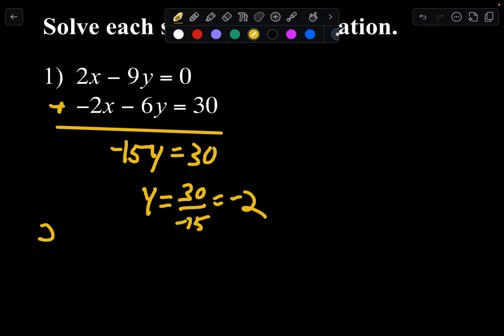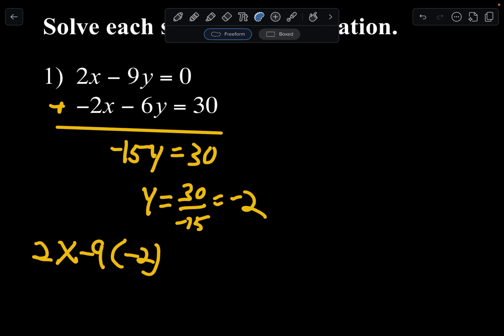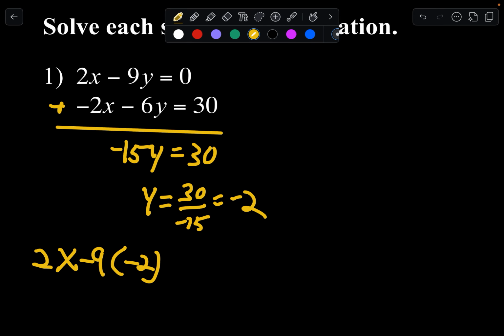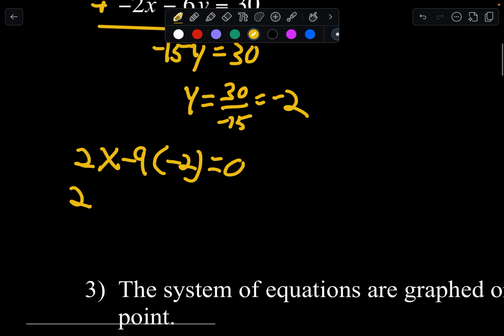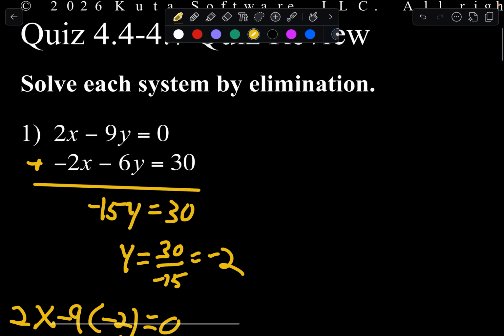So it's 2x minus 9. Now, what's y? Negative 2. Let me scoot this down so you can see. There you go. And that's got to equal 30. Oh, excuse me, 0. My bad. So you have 2x plus 18 equals 0. So 2x equals negative 18. Subtracting both sides, dividing both sides by 2, you get x equals negative 9. So the solution is negative 9 comma negative 2.